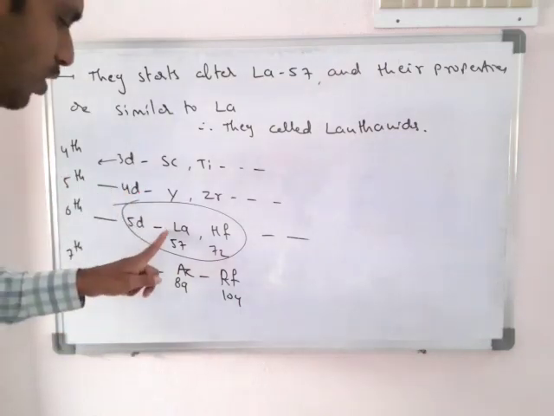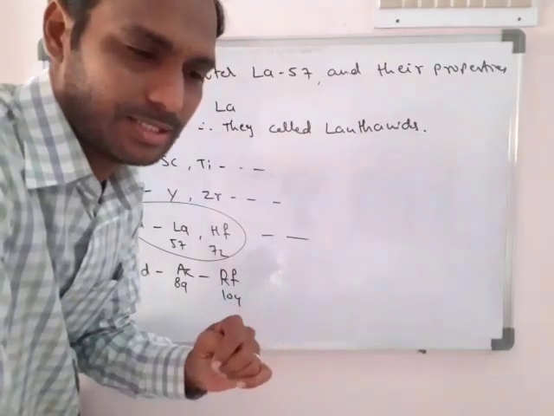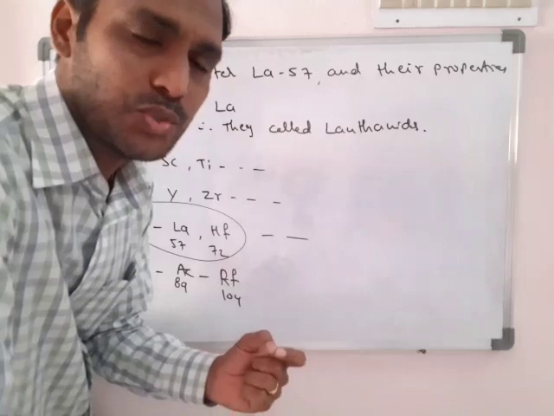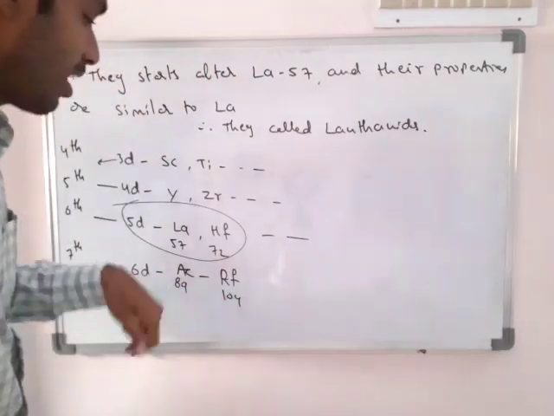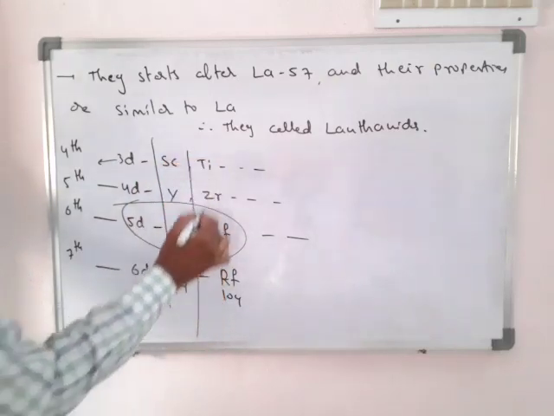Lanthanides, so they started after lanthanum. Just now we gave the names from 58 to 71, cerium to lutetium. They are treated as lanthanides because they started after lanthanum. This lanthanum in our periodic table, see the vertical column.